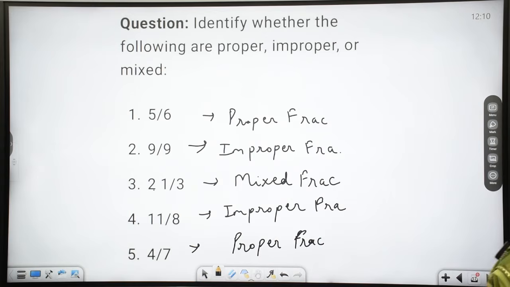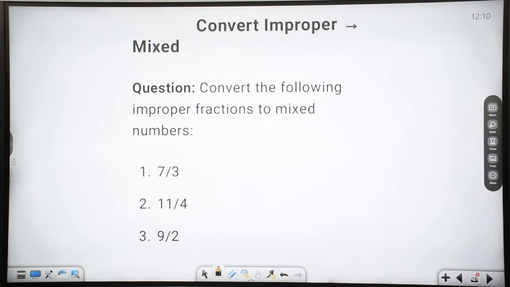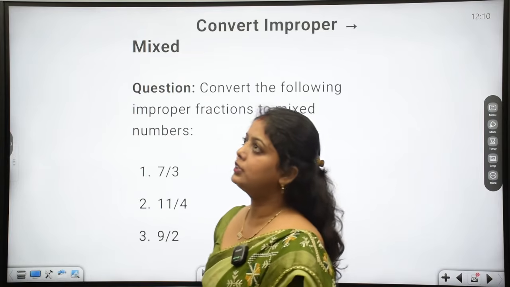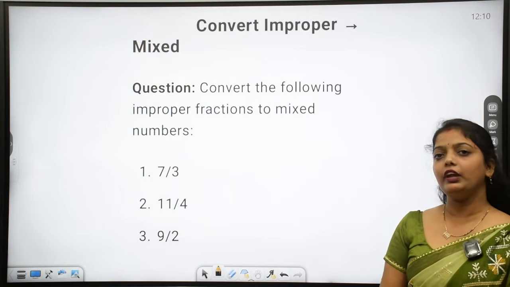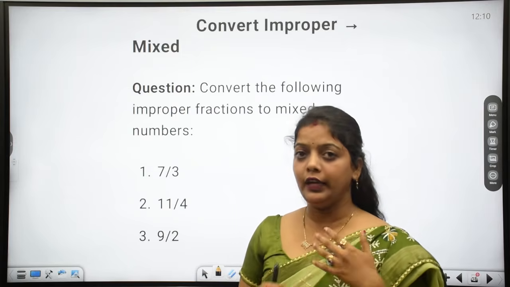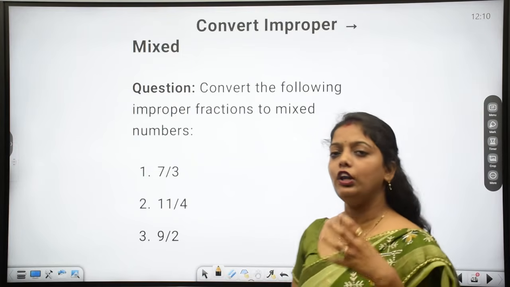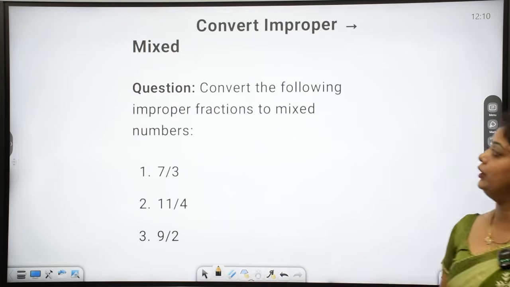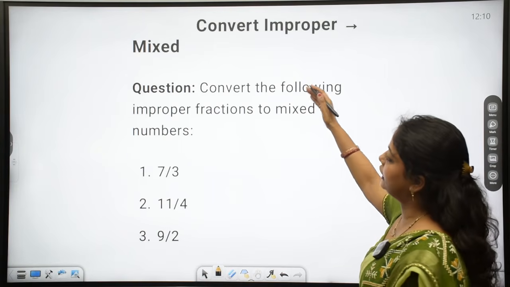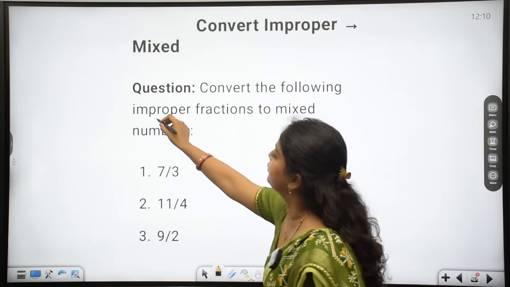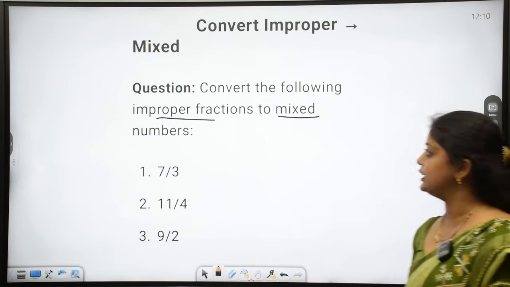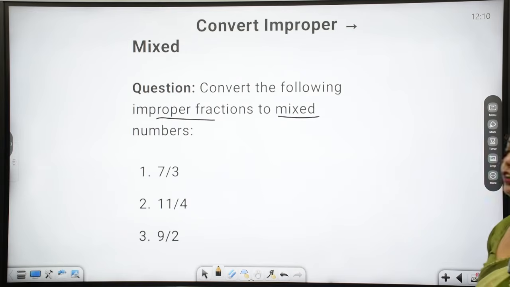Now let's move further. Here I am going to tell you about one more concept, that whenever we have an improper fraction, always we have to convert it into a mixed fraction. So I am going to tell you how we can convert this improper fraction into a mixed fraction. Let's see. For this we have to divide this.